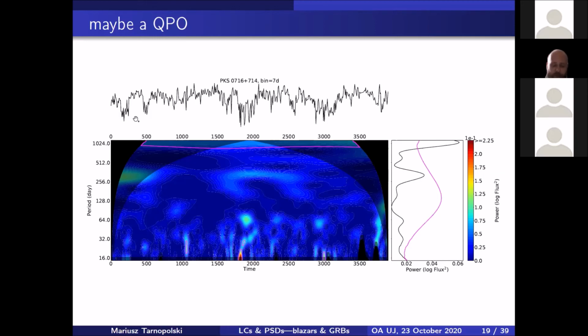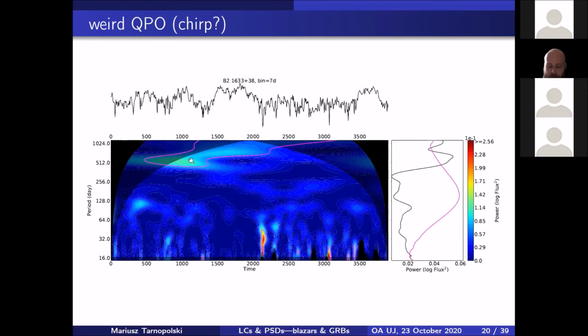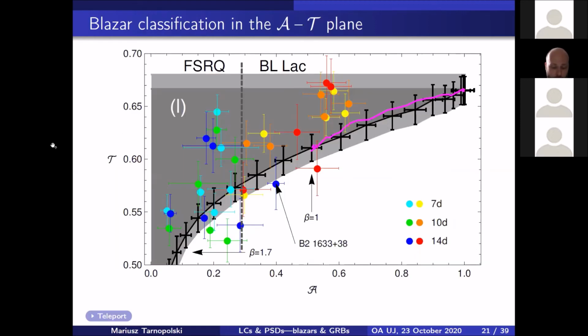And there was also this curious feature that looks like a chirp as the period greatly and systematically increases over time. Other authors reported as well some leading periods, but those were based on an LSP approach. And here we see this apparently a single feature that is evolving in time. What is actually novel and non-trivial is that the blazar types separate in the AT plane.